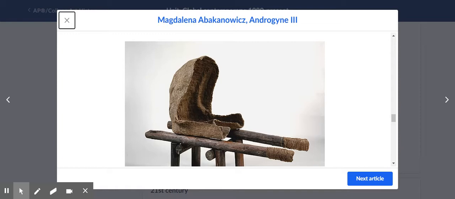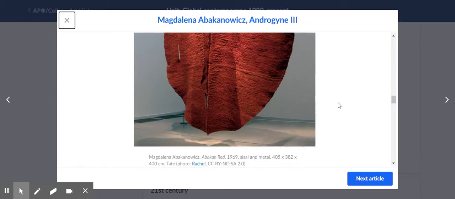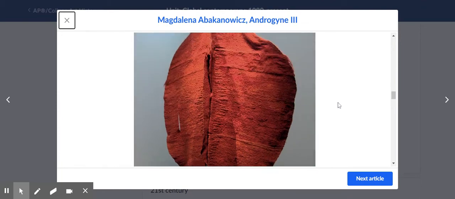So let's go ahead and start talking about those questions. It says, what is the name of the artworks from 1967 that she became famous for? So a series of monumental fiber sculptures that created the framework for her later work was called Abakans. And that one's here. Yes, that one.